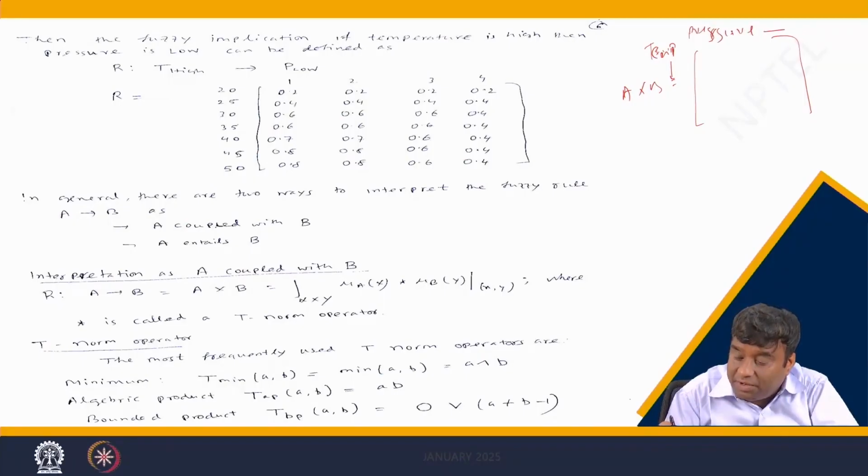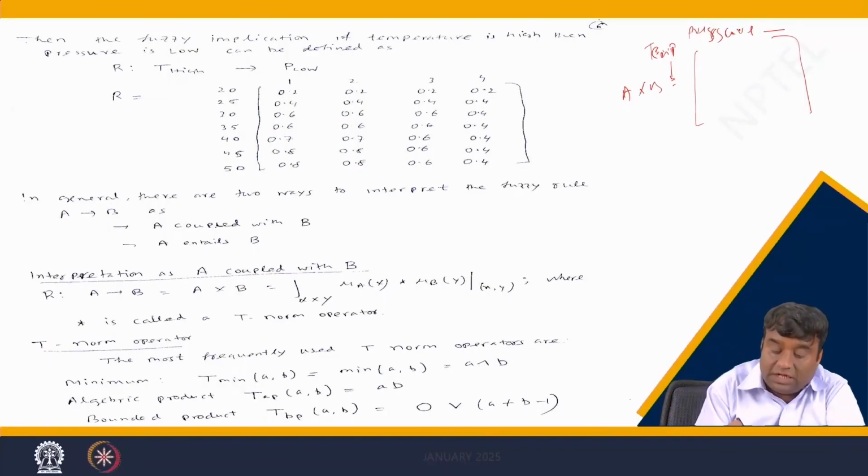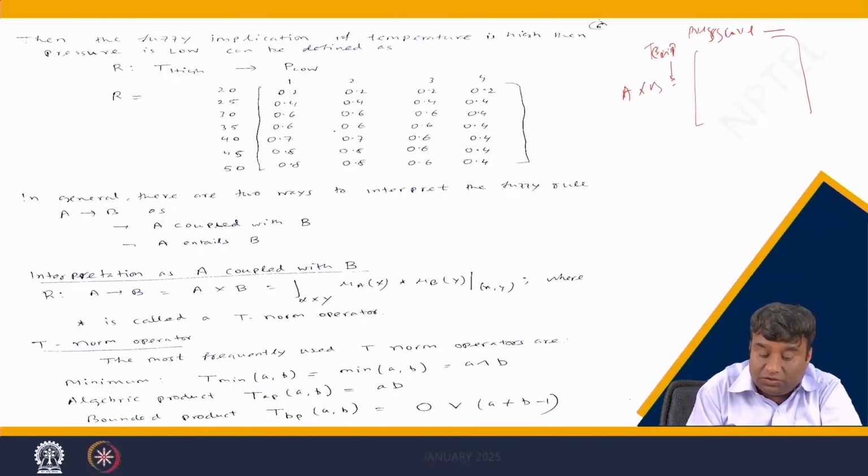Now take the minimum value. So that is 0.2, for 20 and 0.2, 0.2. These are the Cartesian product A cross B. So R, A imply B, can be written as A cross B.